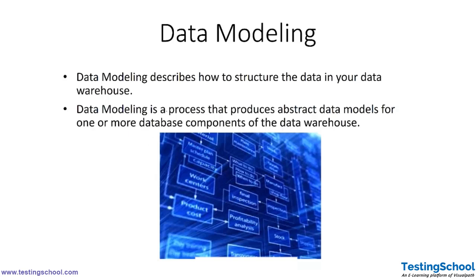Right? So what we are saying is it describes how the structure of your data within your data warehouse will be for an enterprise, right? And it is a process, like I've mentioned, that produces the abstract data models whichever are required for the business for one or more database components, meaning it can be one schema or more than one schema within an enterprise, where it can produce the entities which are used for an enterprise data warehouse. All right, so that's the basic definition of data modeling.